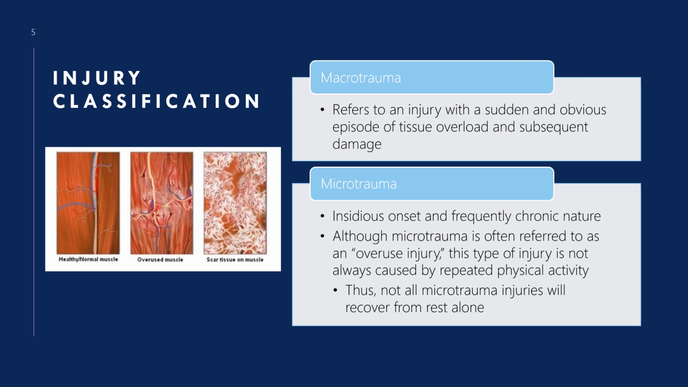Unlike macrotrauma, microtrauma does not result from a single noticeable event, but rather from repetitive or prolonged activities that gradually strain the tissues. Examples of microtrauma include tendinitis, which again is inflammation of a tendon, stress fractures, bursitis, which is an inflammation of a bursa sac, and muscle overuse injuries.